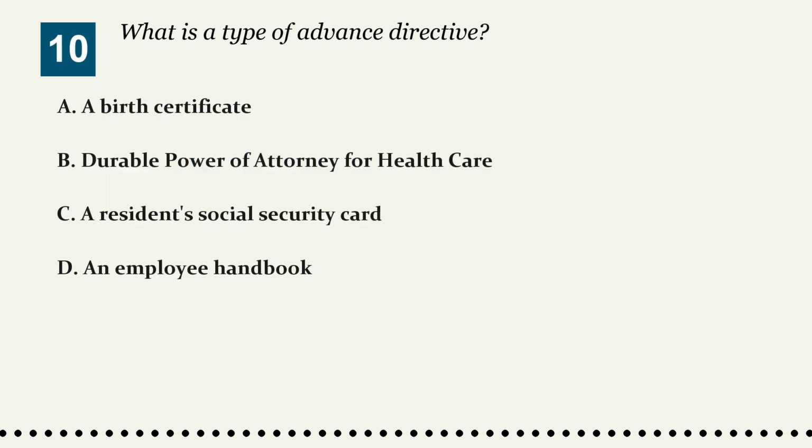Question 10. What is a type of advance directive? Option A. A birth certificate. Option B, durable power of attorney for healthcare. Option C, a resident's social security card. Option D, an employee handbook.